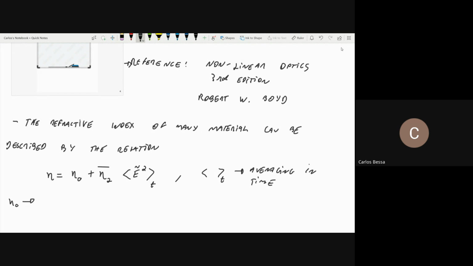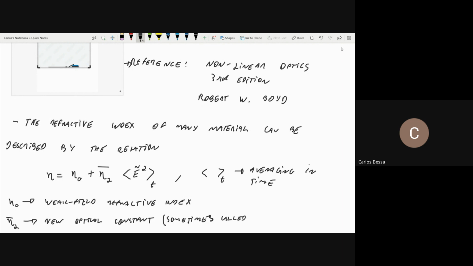This n0 is the refractive index without the field, the weak-field refractive index, and this n2 bar is a new optical constant that is sometimes called the second order index of refraction.